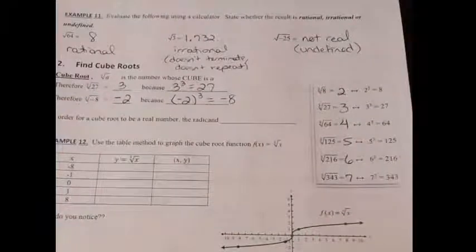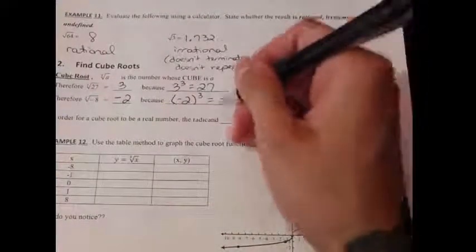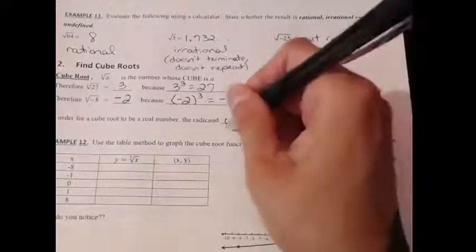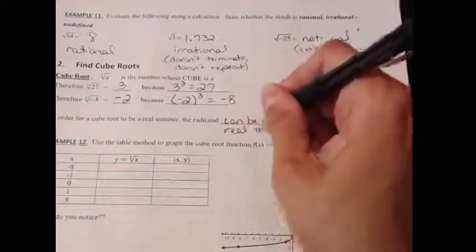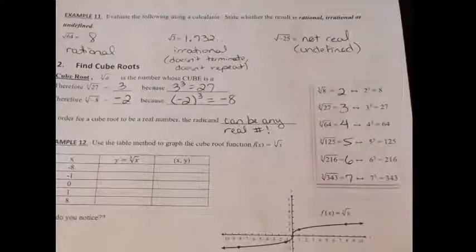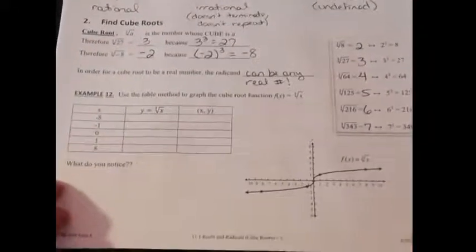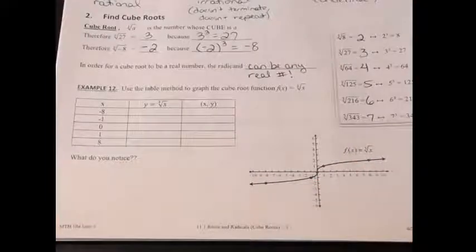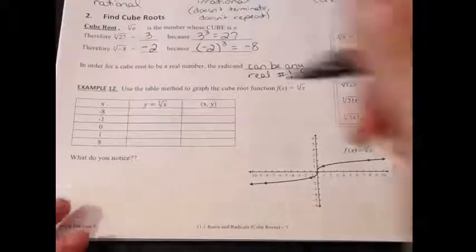So that works. In order for a cube root to be a real number, the radicand can be any real number, which is super cool. Positive or negative, it can be any real number. I want to show you what this function looks like. So we have our graph here, which is already drawn, but I do want to punch in my ordered pairs to show you where everything is coming from.